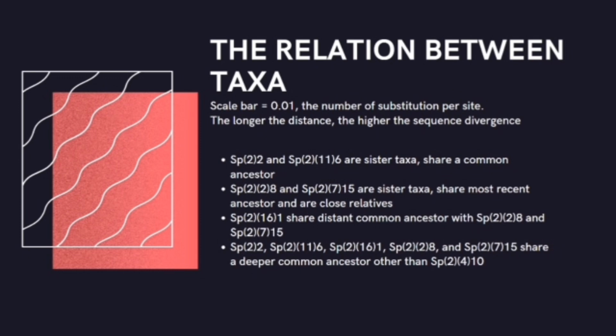The species 2 (16 1) shares a more distant common ancestor with species 2 (2 8) and species 2 (7 15). Species 2 (11 6), species 2 (16 1), species 2 (2 8) and species 2 (7 15) share a deeper common ancestor than species 2 (4 10).